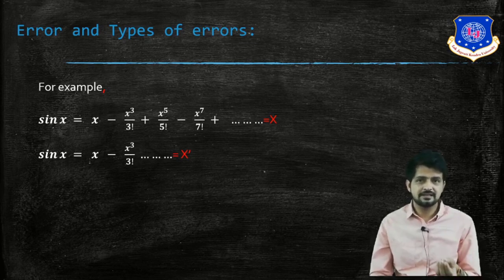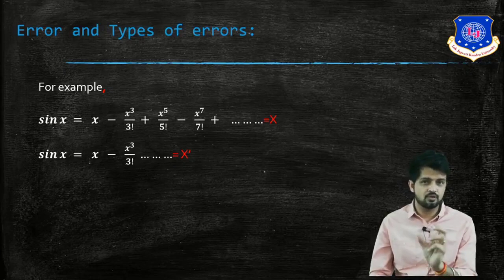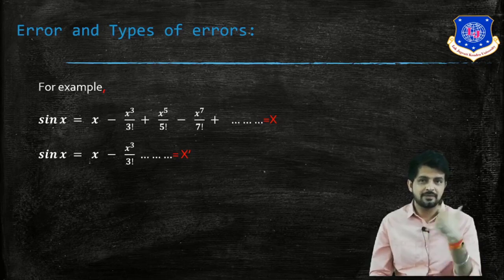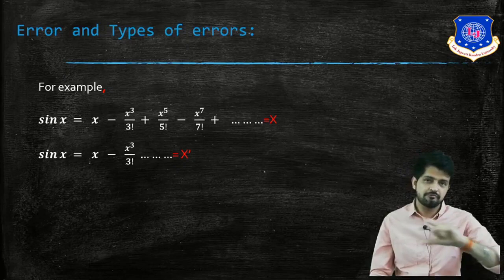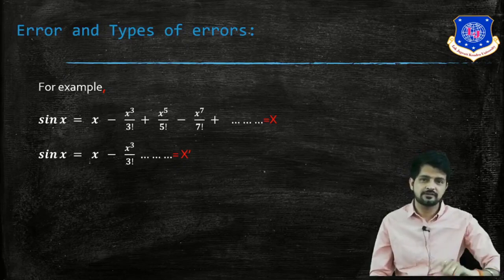See, while doing calculation, we are considering only first few terms. We are neglecting the remaining terms. So there might be some error while calculating the final answer. That type of error is known as truncation error, because we are not considering the full series. We are considering only first few terms.